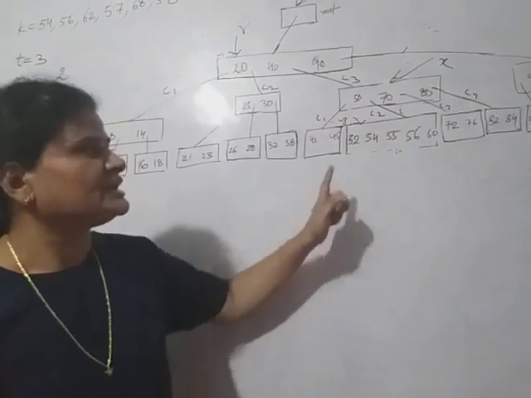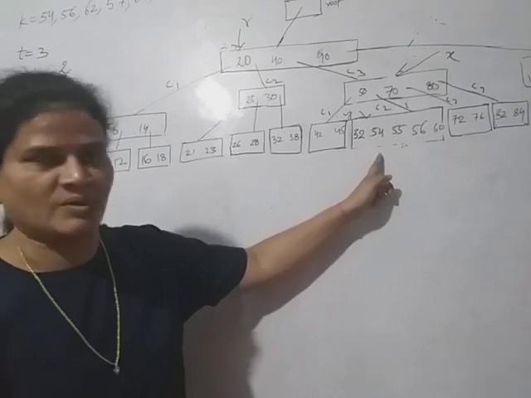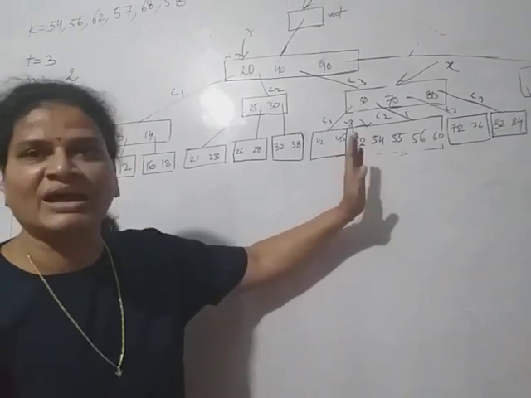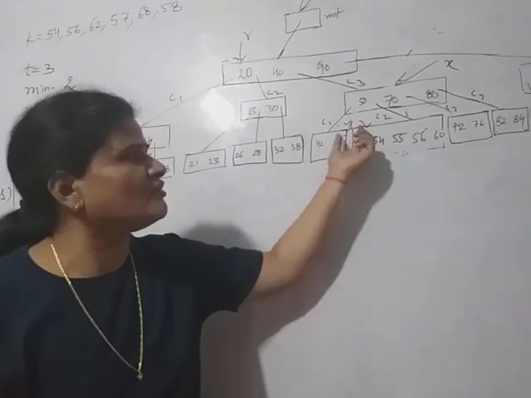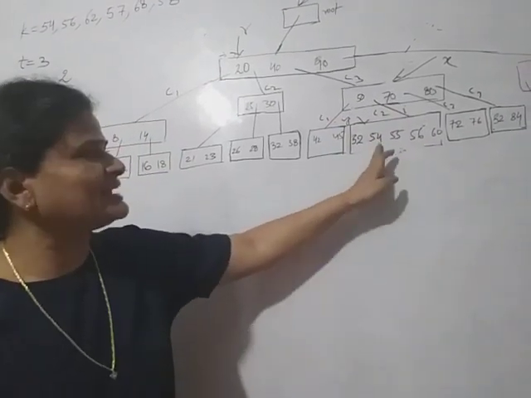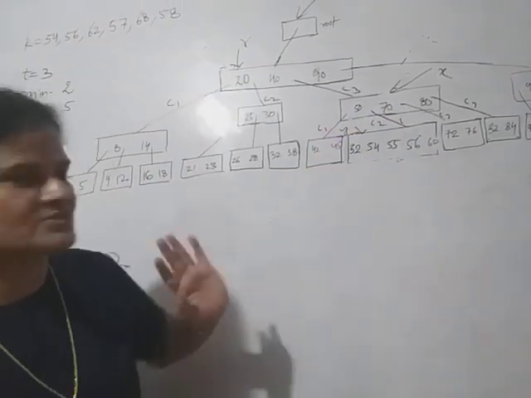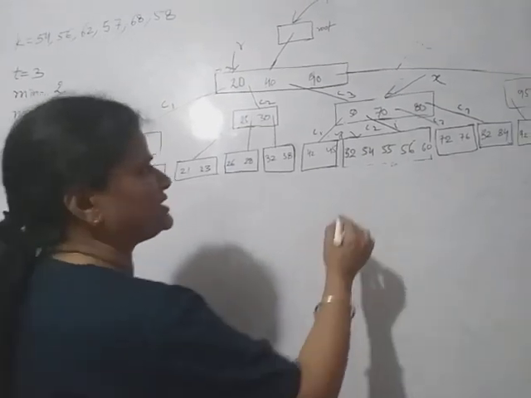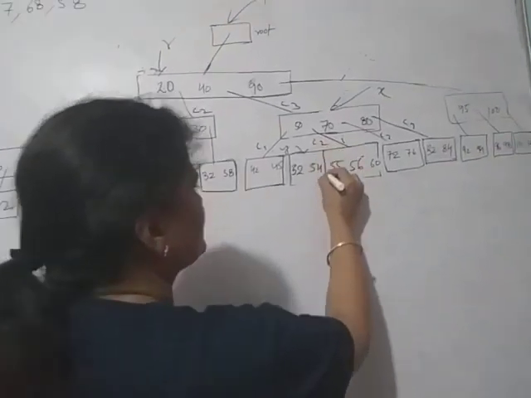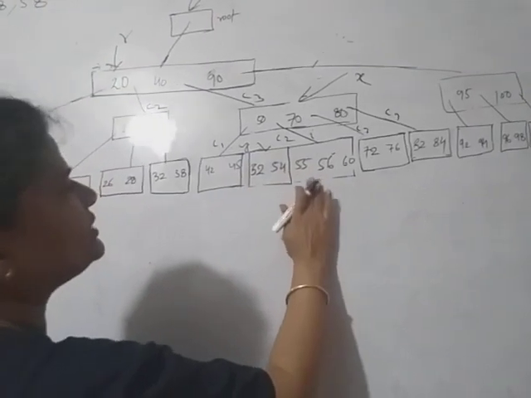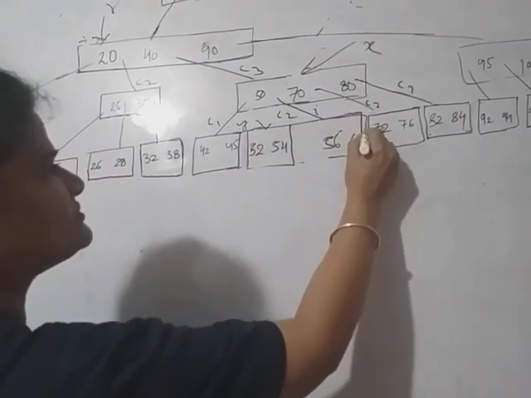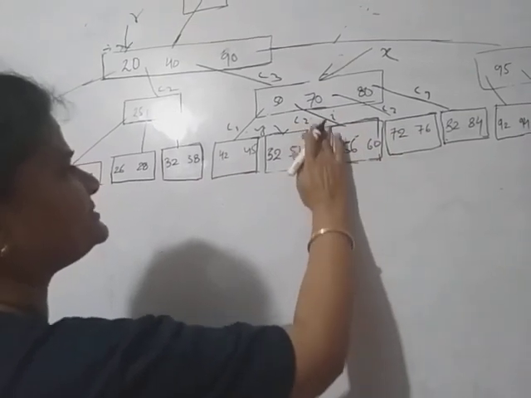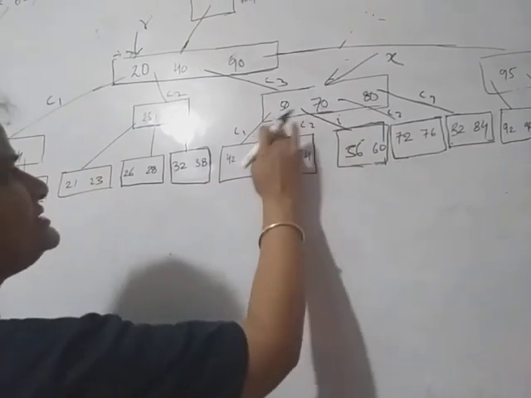So splitting is performed. Here one new node z is created, and t minus 1 keys of y are transferred to z, and the tth key will be transferred to x, and so on. So after this, here we have 52, 54, and 56, 60. This is the case.